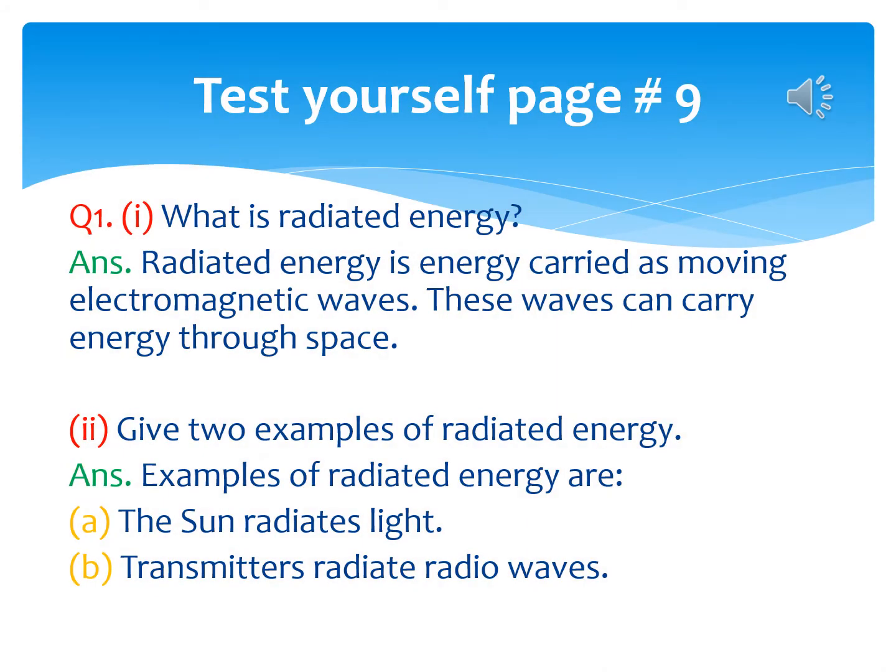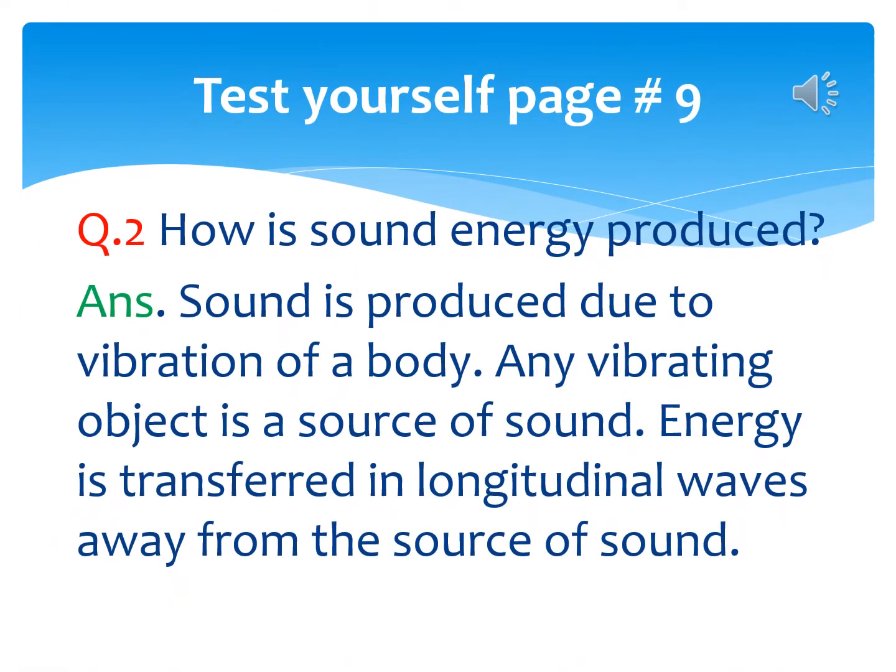Test Yourself, page number 9. Question number 1. Part 1. What is radiated energy? Its answer is, radiated energy is energy carried as moving electromagnetic waves. These waves can carry energy through space. Part 2. Give 2 examples of radiated energy. Its answer is, examples of radiated energy are: A. The sun radiates light. B. Transmitters radiate radio waves.